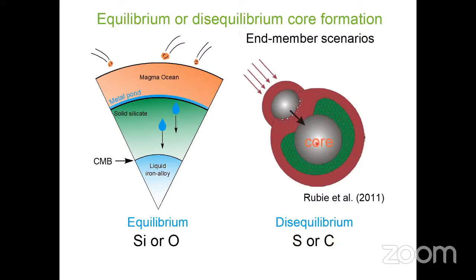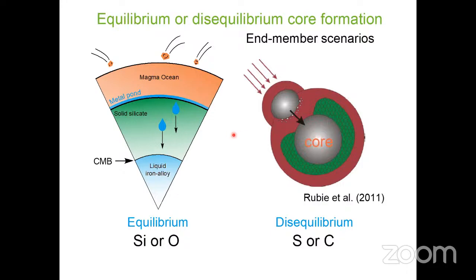So this scenario, this cartoon was taken from Ruby et al. 2011, but they are not suggesting this is the major scenario. They suggested the earlier stage should be an equilibrium process, and then at a later stage, a disequilibrium process might have happened. I'm just borrowing their cartoon for this presentation.